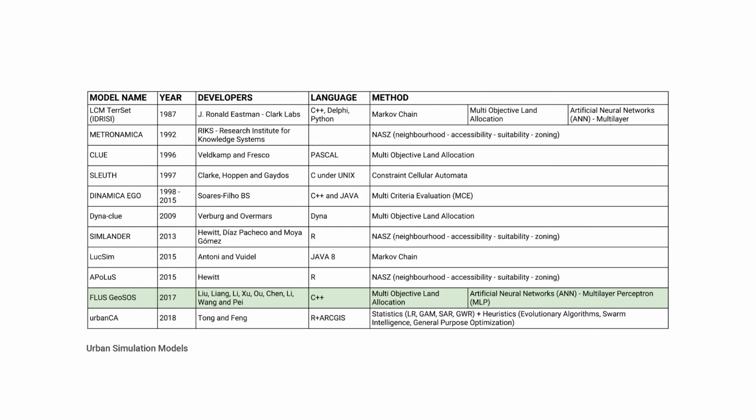Some of the major and recent simulation models are listed in the table. This is a very limited table of the models available today. We can deduct from this limited table that the models vary greatly in the combination of methods they incorporate. In this study, I used a recent model called FLUS, Future Land Use Simulation Model, developed by Liu, Liang, and their colleagues.